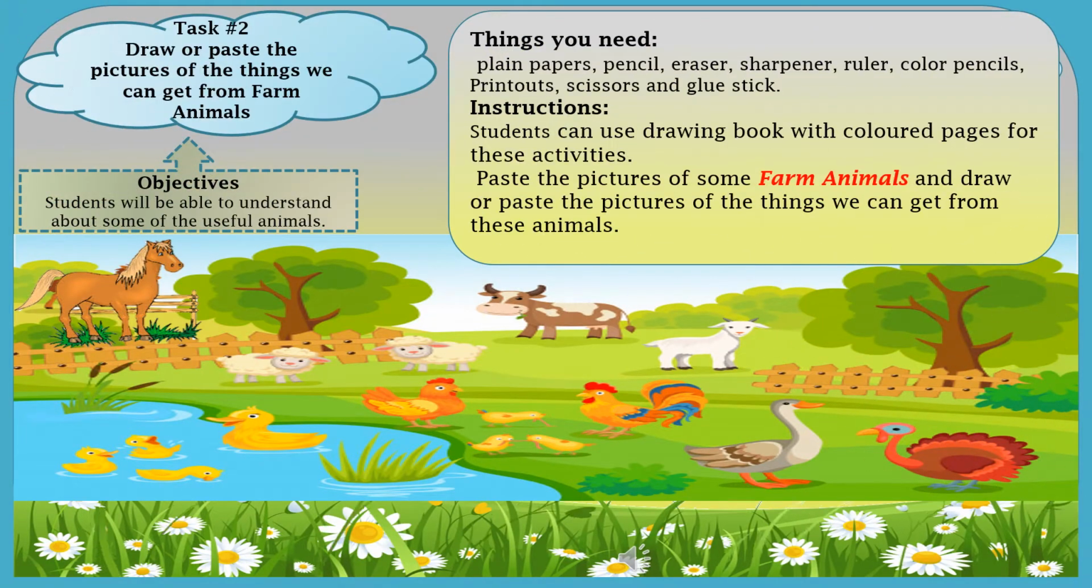Your second task or activity is you have to draw or paste the pictures of the things we can get from farm animals, and they are called useful animals also. These animals can be kept on a farm like cow, goat, sheep, hen, duck, and horses also, in a way that horses carry loads and they help us to ride on it. So these are the useful animals, or they are called farm animals. So you can draw or paste the pictures of the things we can get from these farm animals. Okay.